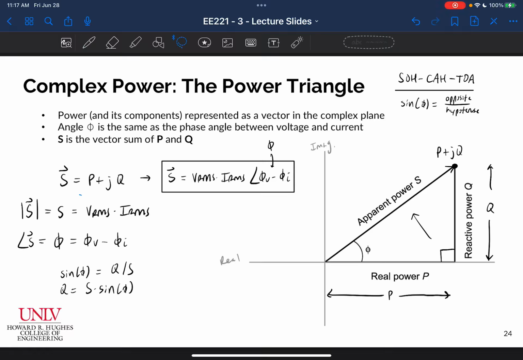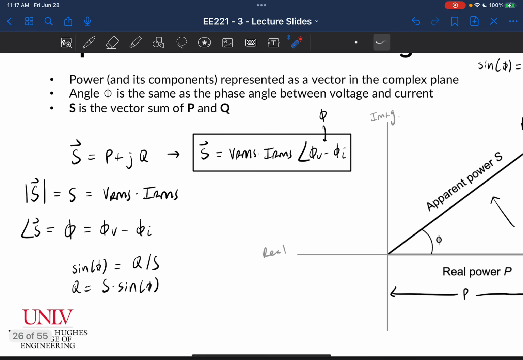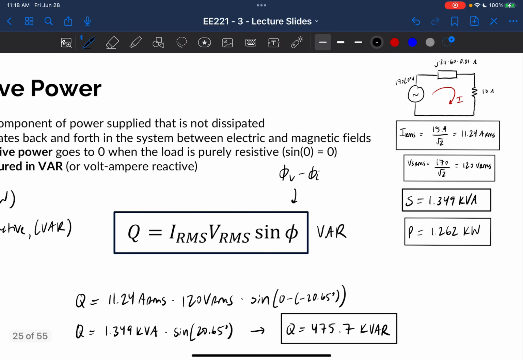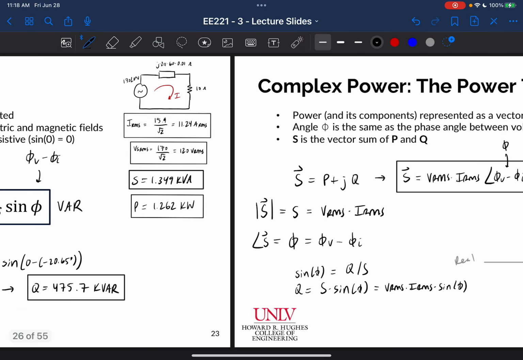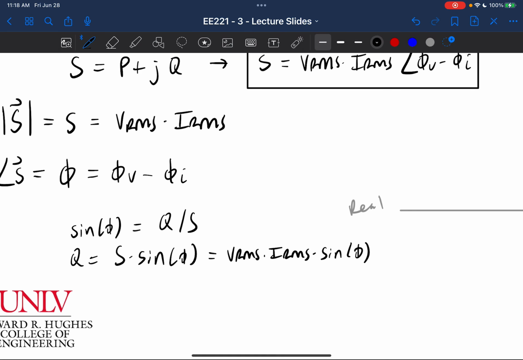S is equal to VRMS times IRMS. Note that this S with the arrow is a vector, and this S is not. This is the magnitude of this. So that's another confusing notational thing, but just keep it in mind. But if I take this S equals VRMS times IRMS and plug that in here, right? Now I'm back to the equation that we wrote down previously for reactive power, right? IRMS, VRMS, sine of phi, and it's derived right from the power triangle. Okay, so let me go ahead and put a box around that.